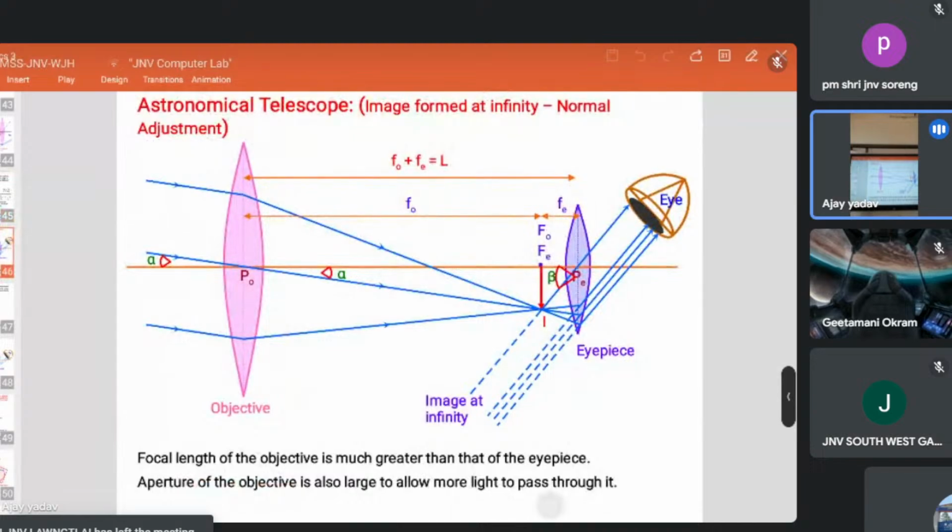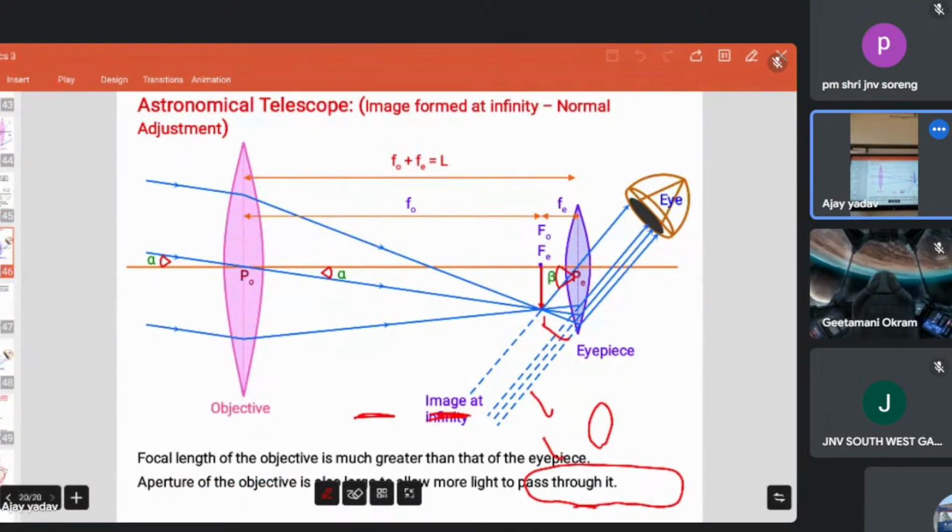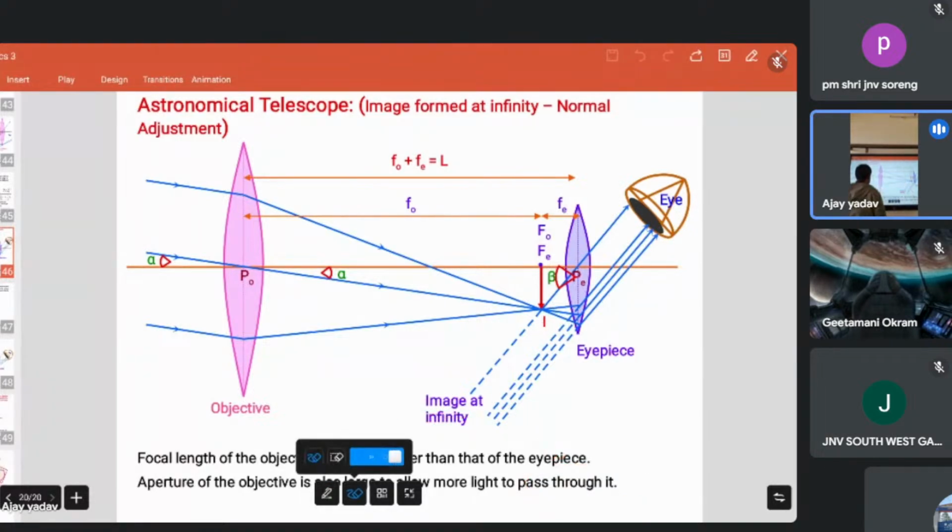Now for the astronomical telescope, we use this for observing the moon and distant objects, very far away objects. In this, the objective lens has a large aperture and large focal length. The eye lens has a short aperture and short focal length. So these are the rays which are coming from the distant, very far off object.